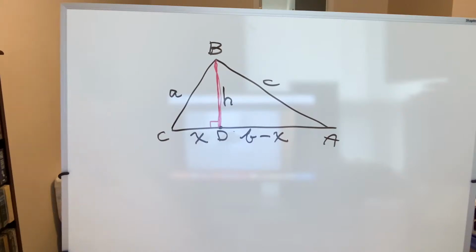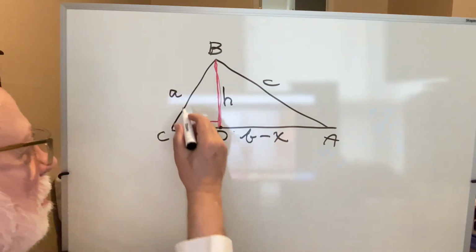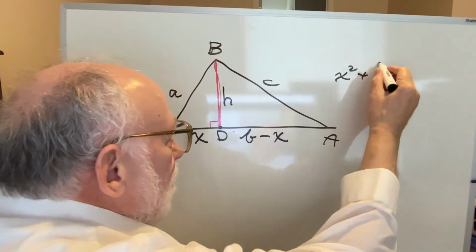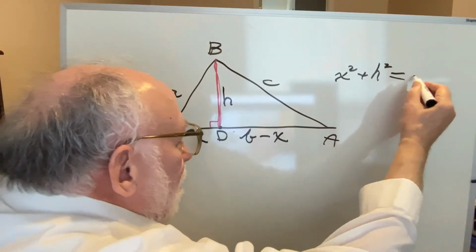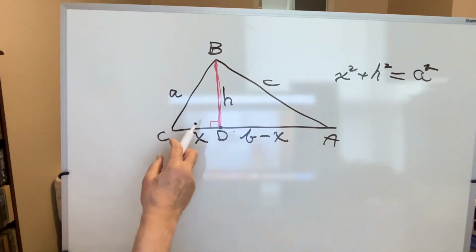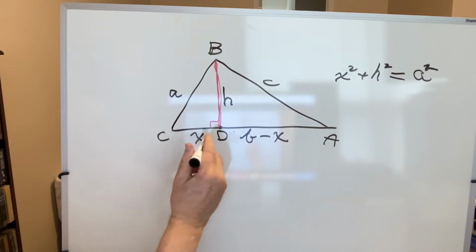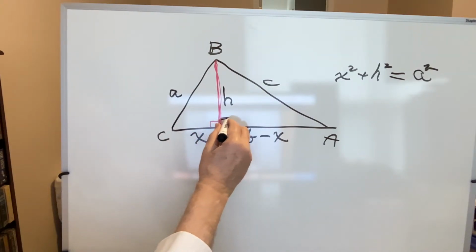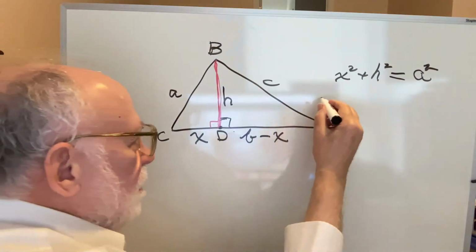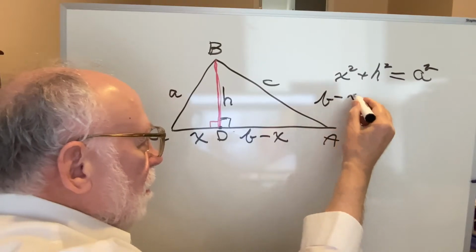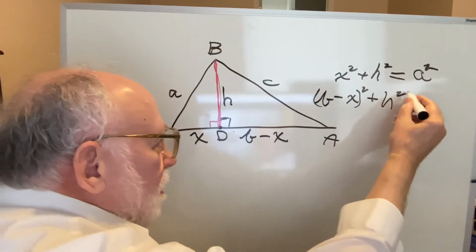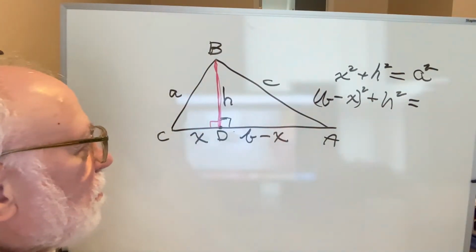So we know that x squared plus h squared is equal to a squared, because in the right triangle on the left. Now we look at the right triangle on the right, and we get b minus x all squared plus h squared is going to be c squared.